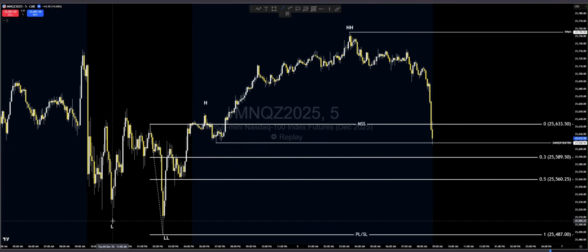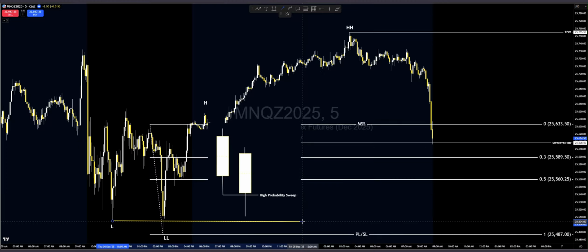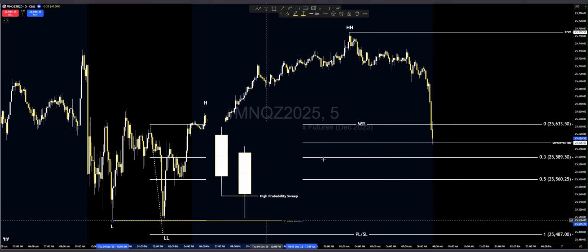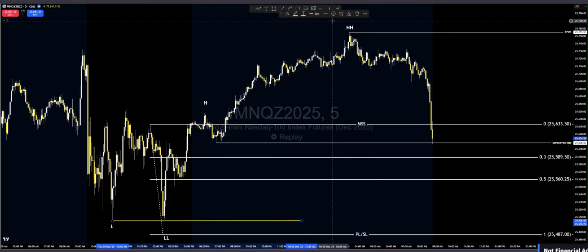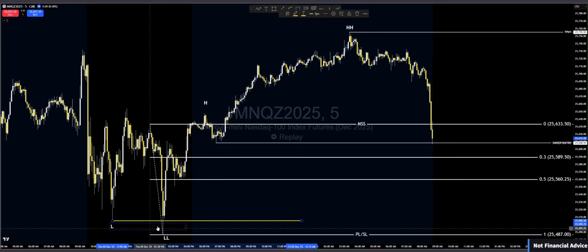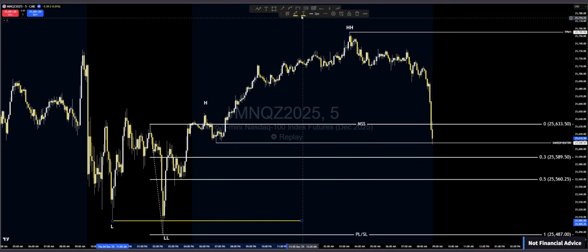I also noted that we had a high probability sweep here, which, if you remember from my other lessons, is where we take out the low and then the candle bodies immediately reclaim. So in this example, we closed with a wick here and then we immediately put in a market structure shift. So this gave me a clear bullish signal that we are going to continue to go higher.